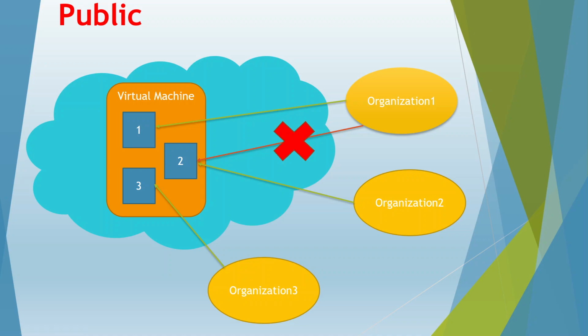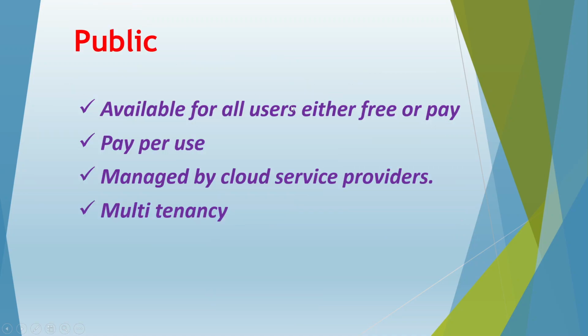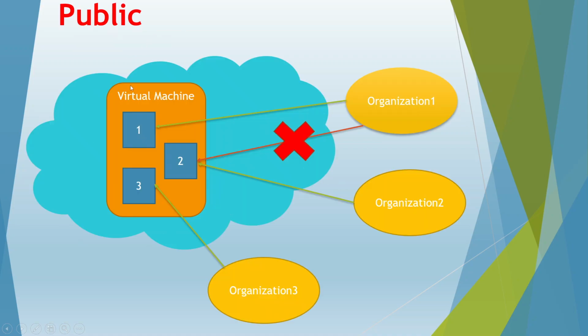As I said earlier, a single physical machine is shared as pieces to multiple customers. It is not that the whole virtual machine will be allocated to only one customer, one organization or one user. Pieces of the virtual machine will be allocated. This is called multi-tenancy. So, it is available for all users, either free or paid, you pay only for the usage, and it is managed by cloud service providers. It is multi-tenancy because a single virtual machine is shared with multiple tenants, organizations or customers.